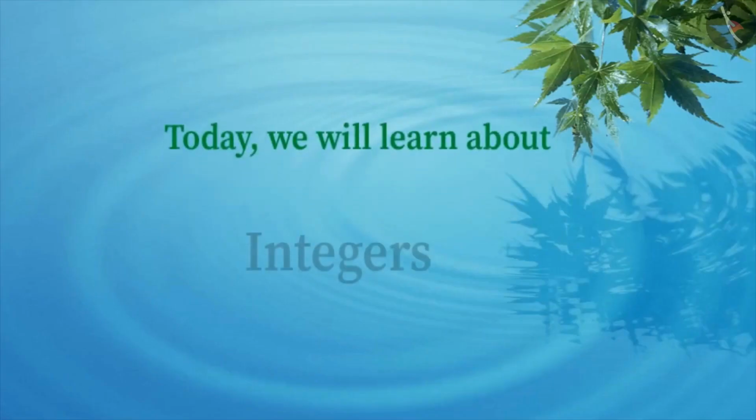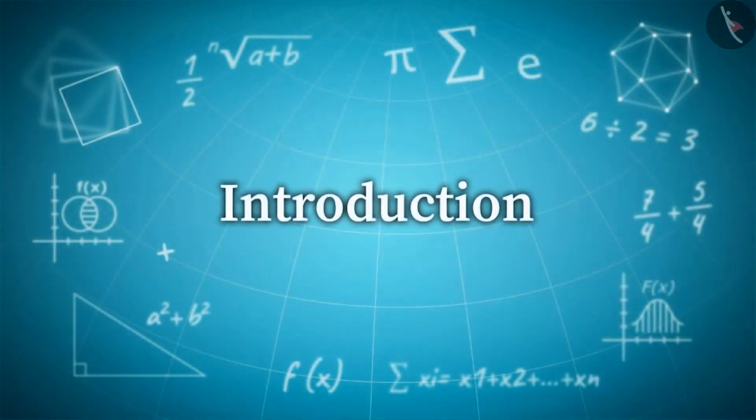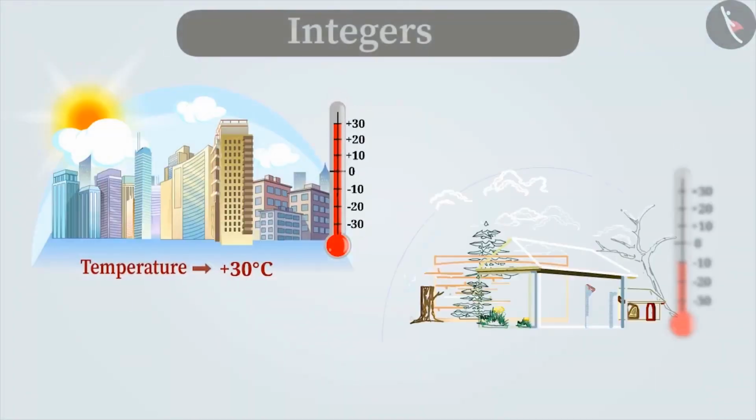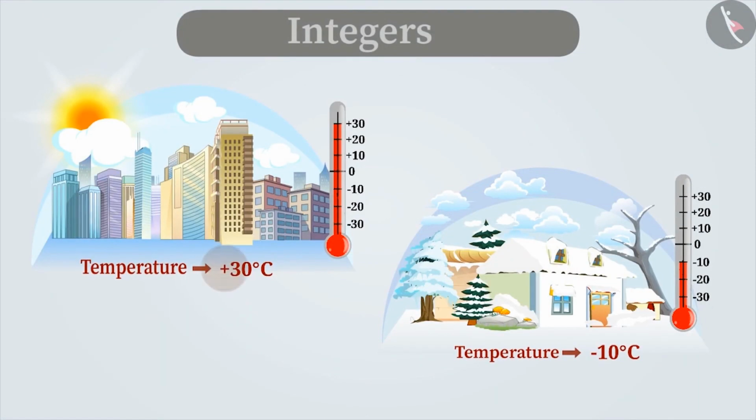Today, we will learn about integers. We come across many situations in our daily life where there is a need to represent numbers with a positive or a negative sign. For example, the temperature of Mumbai is usually above 0 degrees centigrade and is represented with a positive sign before the number.